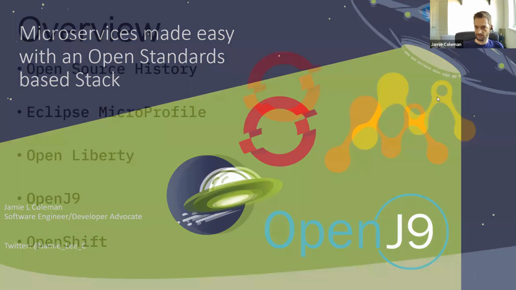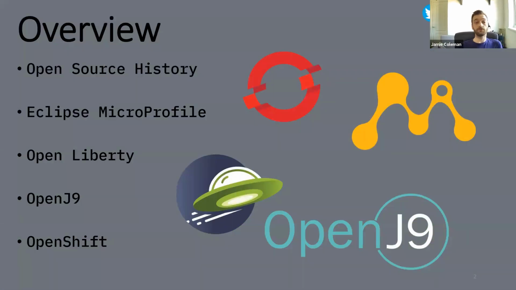Okay, so let's get started. So just an overview of what I'm going to talk about: a brief history of open source and why it's important, a little bit about Eclipse MicroProfile and the stack and what that means, a bit about what OpenLiberty is, being a Java application server, a bit about OpenJ9, the JVM, and some of the things you can tweak with the JVM to actually make it a bit more powerful. And then finally, we're going to end on OpenShift and the importance of a hybrid cloud, essentially.